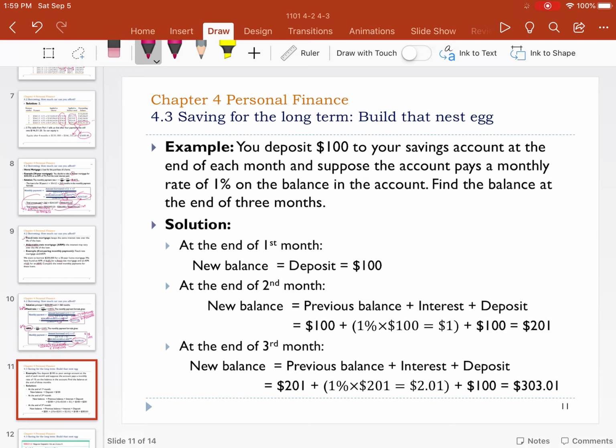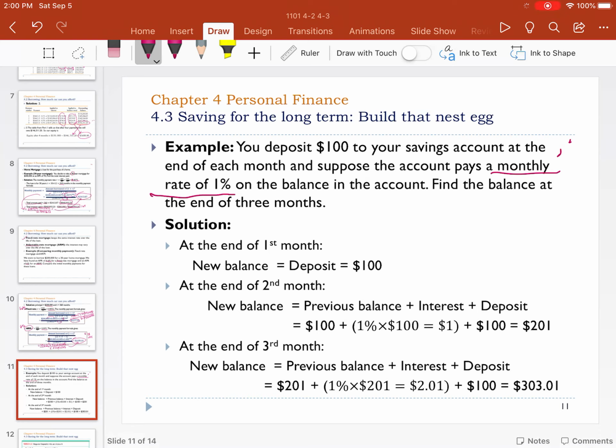This is about saving. And some of this we saw already, so this is kind of in a different perspective. If we deposit $100 to our savings account at the end of each month, and maybe the account pays a monthly rate of 1% on the balance in the account, well, that's 12% per year, and they're, of course, dividing by 12. And this time they're just giving it to you in terms of monthly. So that's a bit unusual. They almost never do this, but they did this time. And so monthly, a monthly rate of 1%. It's also APR of 12, but let's not worry about that.